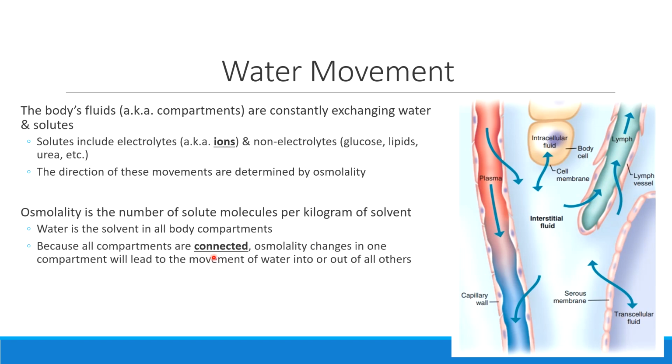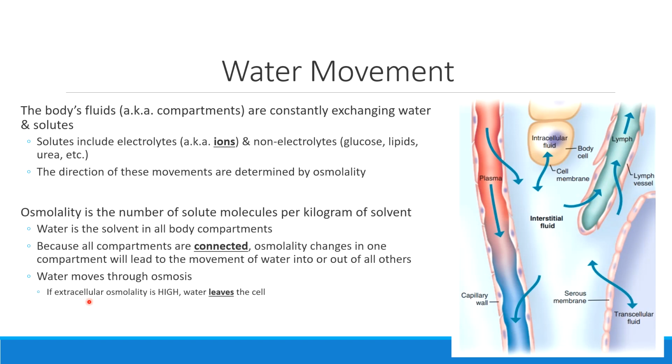As I mentioned, all of your compartments are connected. Plasma and interstitial fluid and cytosol are all connected. So if I change the osmolality in one of these compartments, if your plasma suddenly has a higher or lower osmolality, that's going to affect all of my other fluid compartments because they are all connected. So when I'm thinking about what happens when these things are connected, I'm really talking about the process of osmosis, which is the special way that just water moves.